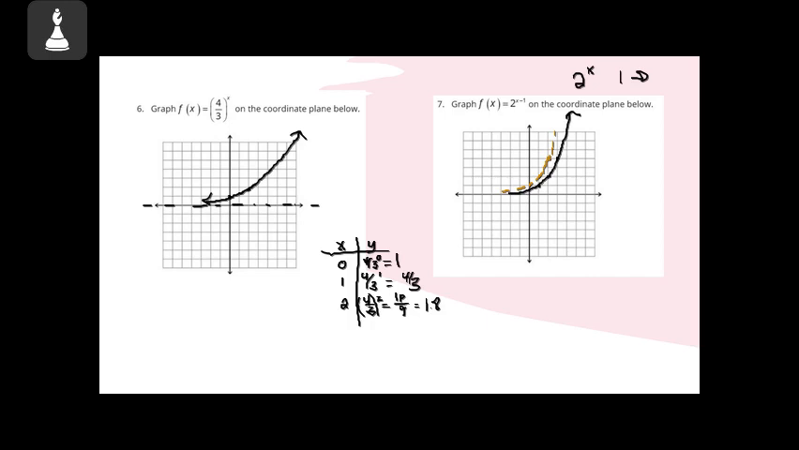Using that similar concept, instead of starting at 0, we're shifting 1 to the right. So we're going to do 1, 2, and 3. So 2 to the 1 minus 1 is 2 to the 0, which is 1. 2 to the 2 minus 1 is 2 to the first, which is 2. And 2 to the 3 minus 1 is 2 squared, or 4. So again, all those points should match.